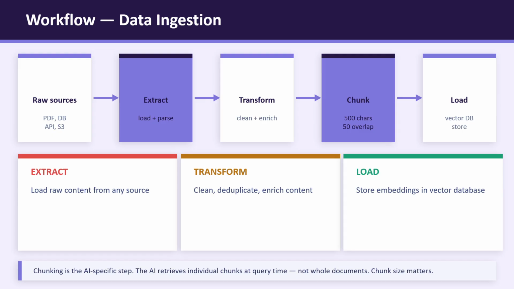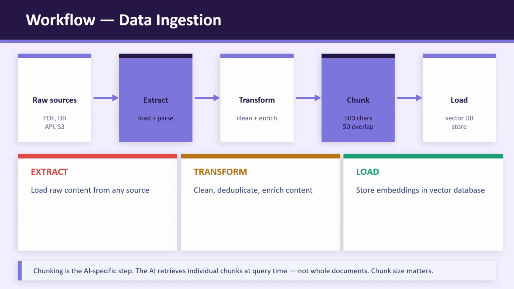Third, transform. You clean the text, removing duplicate sections, fixing broken formatting, stripping irrelevant boilerplate like page numbers and headers. Fourth, chunk. This is where you split long documents into smaller pieces, typically around 500 characters each. A chunk is just a short fragment of your original document. The word chunk here means exactly what it sounds like, a piece of something larger. You also set a chunk overlap of around 50 characters. Overlap means the end of one chunk and the start of the next chunk share the same 50 characters.